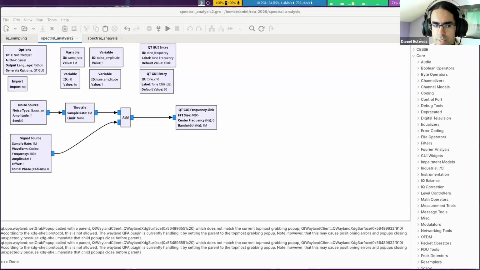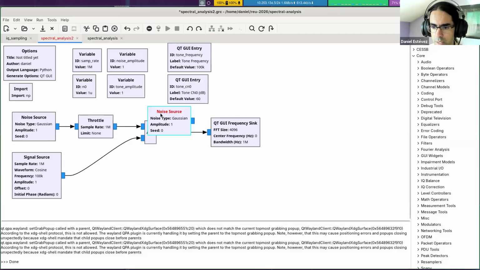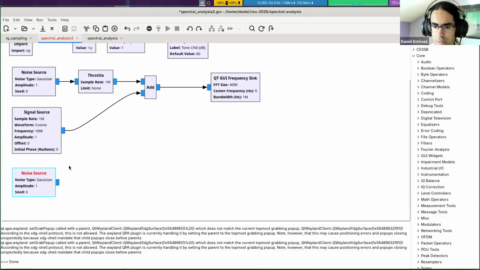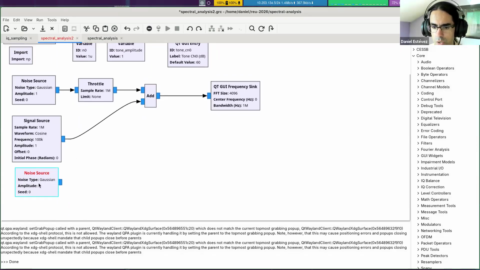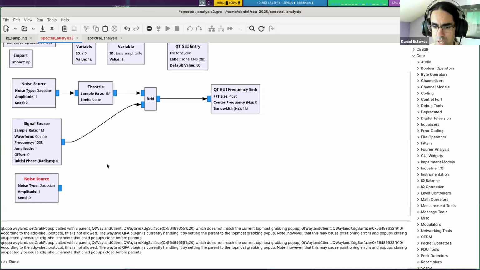And the way to do that in GNU Radio is somewhat tricky, but also easier. I'm going to begin doing that by using a Gaussian noise source. For the time being, the amplitude is going to be 1 because it will be easier to demonstrate like so. If I do nothing, then I will get the same as here. I will get white noise that will be on all the spectrum.